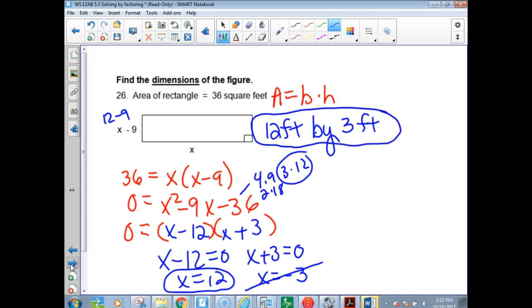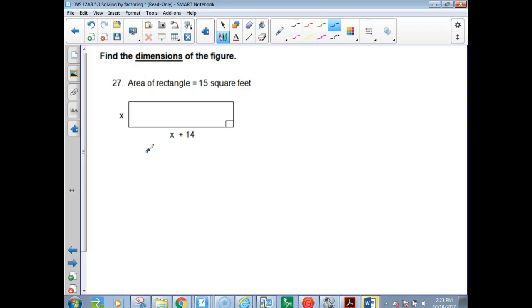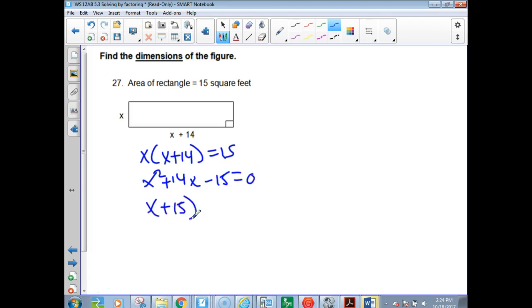Why don't you try the next one? Okay, I would think you're probably done. x times x plus 14, you should have had set to 15. You would have solved it by distributing and subtracting 15, and then factored it to x plus 15 times x minus 1. You would get a solution of 1, the only one that works, and then the dimensions are 1 foot by 15 feet. Good?